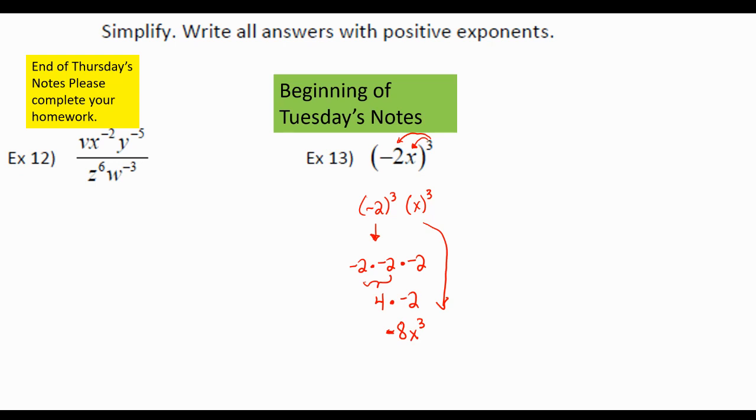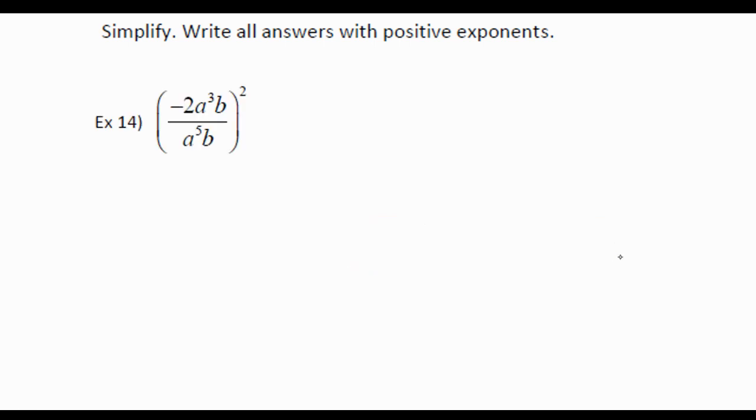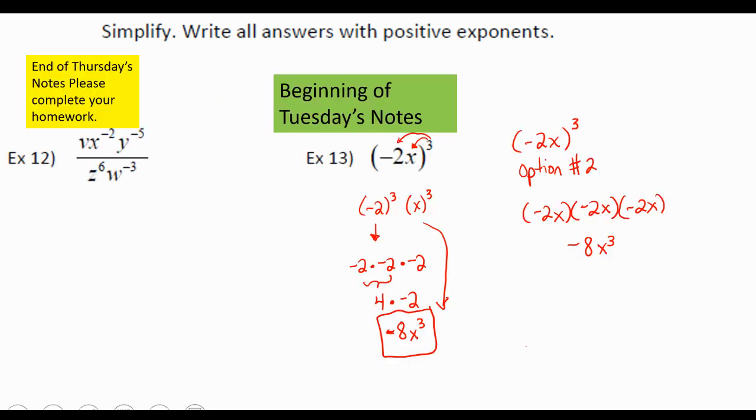You could do this problem another way. This is an option number 2. Just so you know, this problem says whatever's in the parentheses 3 times. So you can also think of this problem like this, because whatever's in the parentheses, you write 3 times. And we're in the same position now. It's negative 2 times negative 2 times negative 2, which is still a negative 8. X times x times x is x to the third. So either way that you think about it will work.